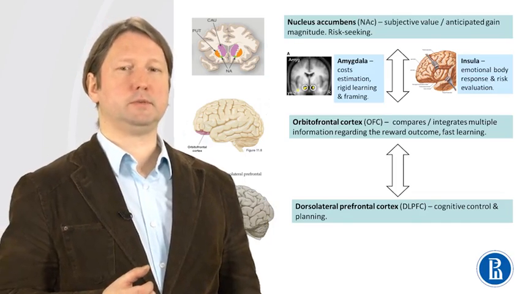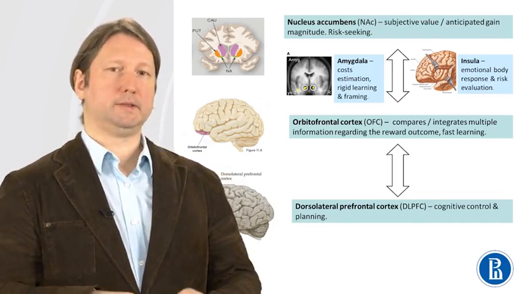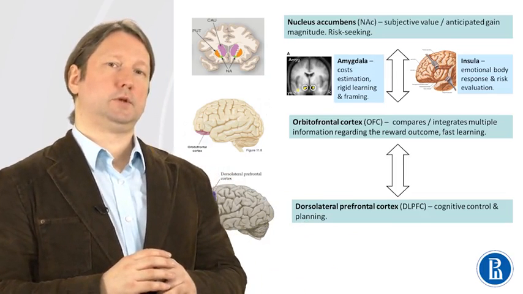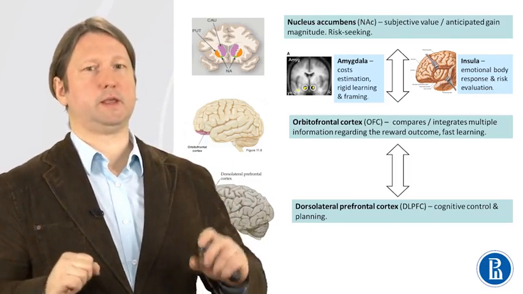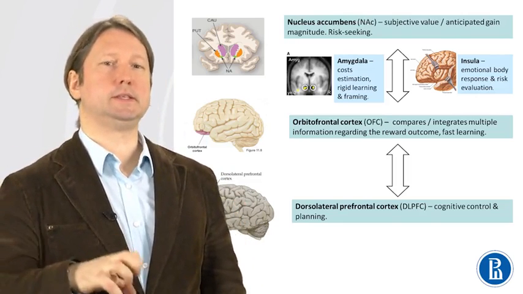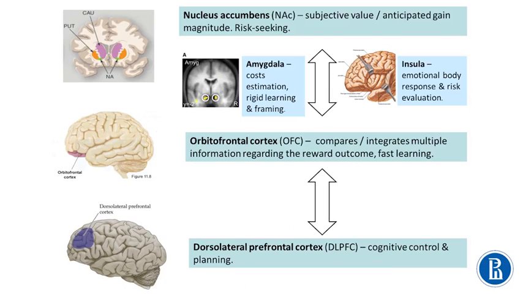Overall, neuroeconomics studies show that our brain contains different networks related to different aspects of the valuation process. The nucleus accumbens, or ventral striatum, is encoding the anticipated gain magnitude. It is also involved in risk-seeking behavior. But the orbitofrontal cortex compares and integrates multiple pieces of information regarding the expected outcome of the decision. It is also involved in fast learning based on, for example, negative outcomes of our decisions. The amygdala is a critical region to process and learn costs associated with our decisions.